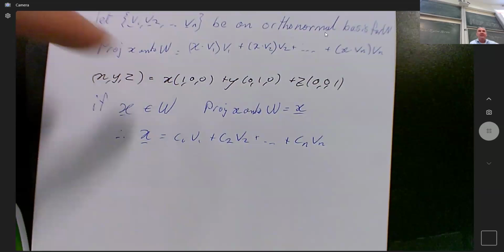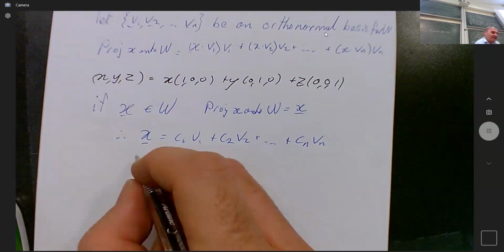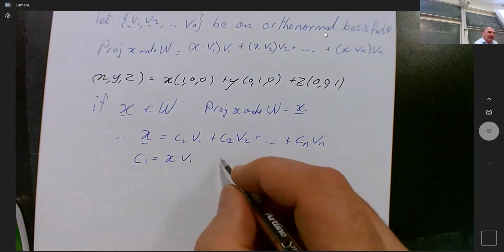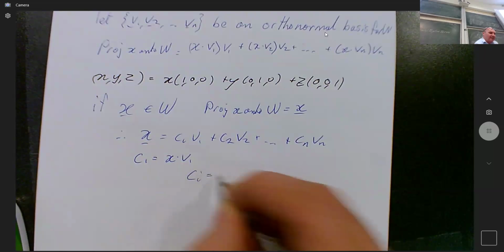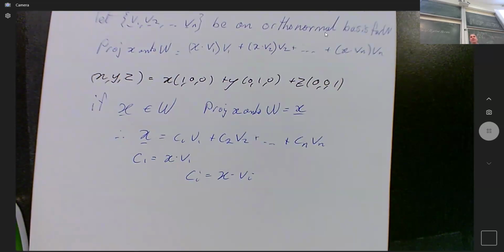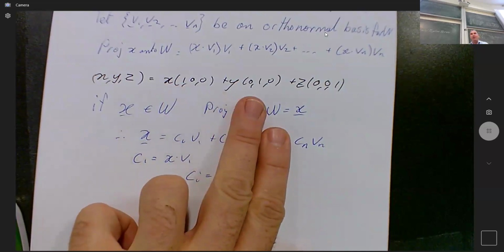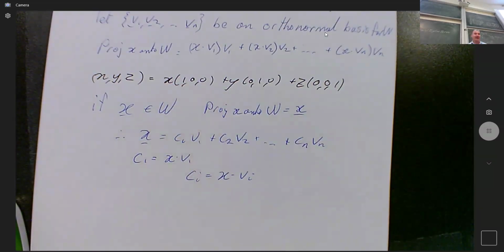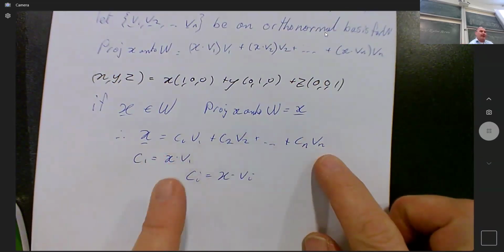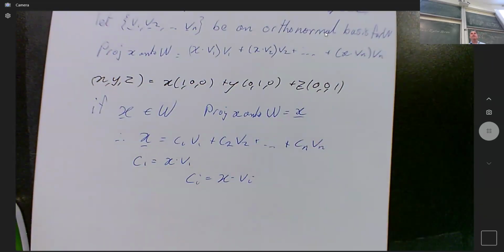But this thing here tells me one more piece of information. It's actually telling me that c1 is equal to x dot v1. And maybe I should say ci is equal to x dot vi. It's telling me those coefficients. So if I want to write a vector in a different basis, in my standard basis it's really easy, but in a different basis, it has to be an orthonormal basis, and I can work out what those coefficients are just by doing the dot product with each of those basis vectors.